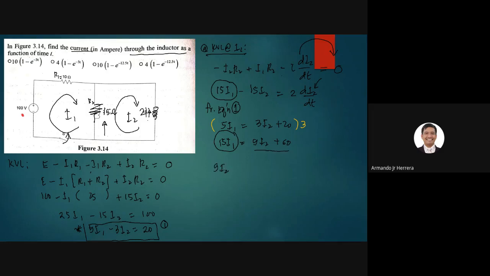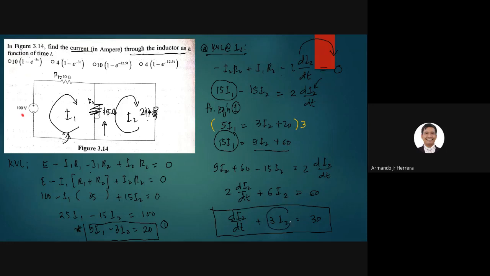Substituting 9I2 plus 60 minus 15I2 is equal to 2 derivative I2 dt. So this 9I2 minus 15I2 is negative 6I2, transposed to the right becomes positive 6. So this gives you 2 derivative I2 dt plus yung transpose natin kasi this is negative 6I2, transposed to the right becomes positive 6I2 equals 60. So dividing this all by 2 gives derivative of I2 with respect to t plus 3I2 equals 30. So this will be our working differential equation.